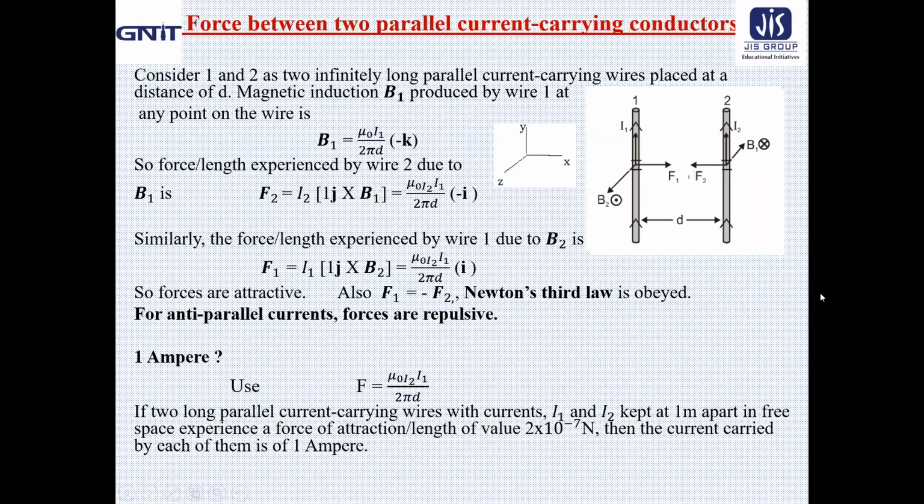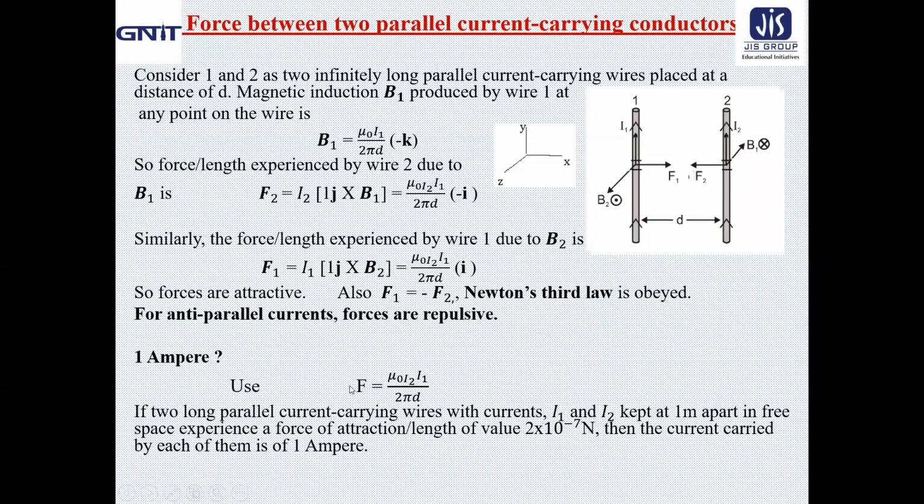In case of anti-parallel currents, forces will be repulsive, because this direction will be just the opposite. So in place of 1 j, it will be minus 1 j. And obviously you will get forces that are repulsive.